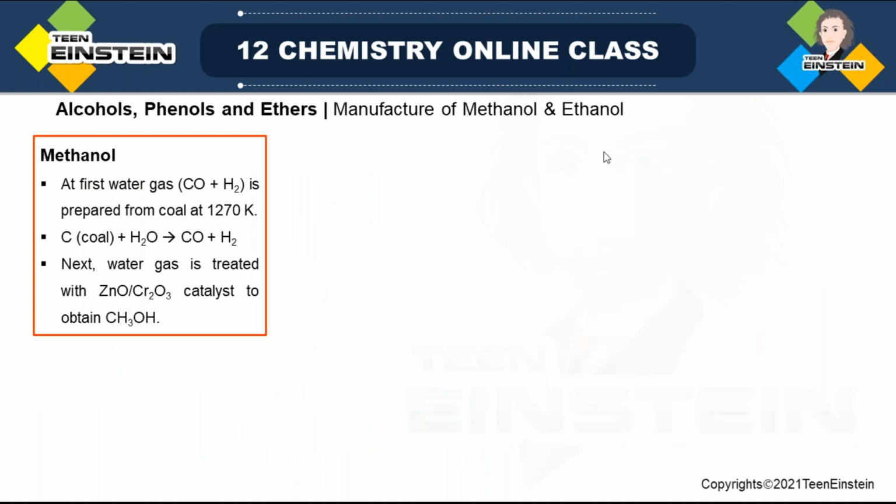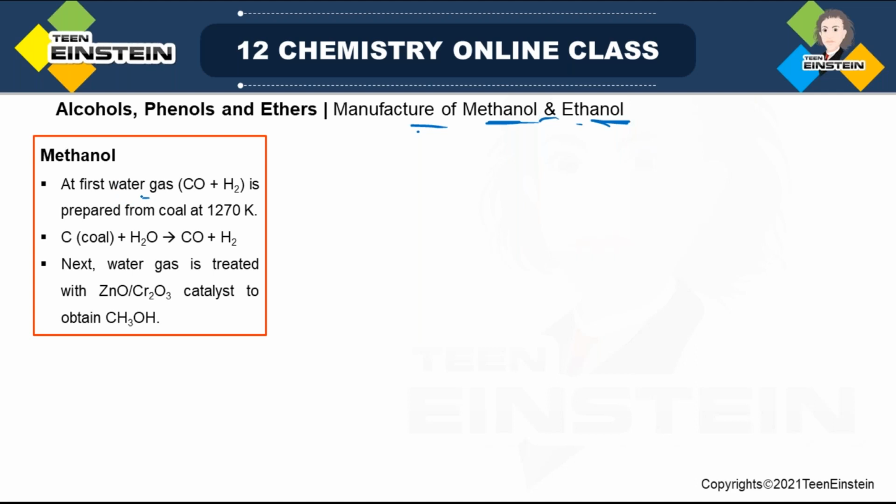Now after the general methods for preparation of alcohols, the topic is manufacture of methanol and ethanol. When we say manufacture, that means large scale production, and we have specifically mentioned these 2 alcohols. Because of their applications, they are required in huge amounts, so large scale production is required. First we will see manufacture of methanol, which is the simplest alcohol possible, CH3OH.